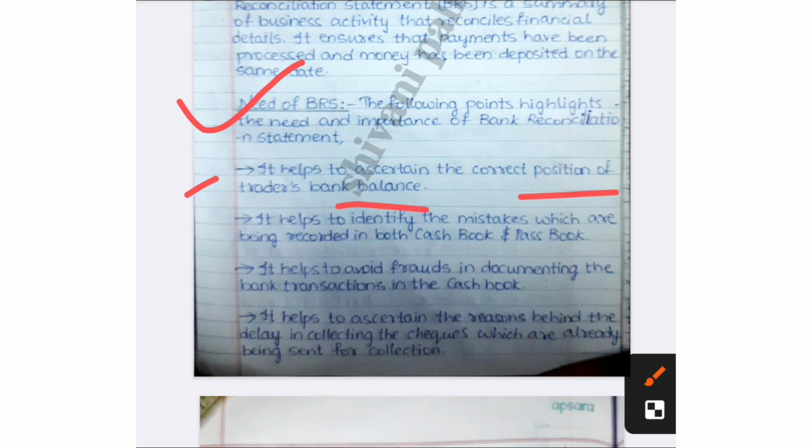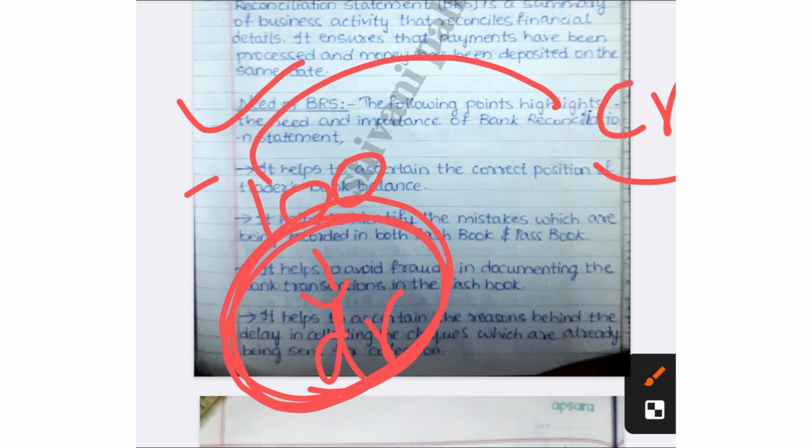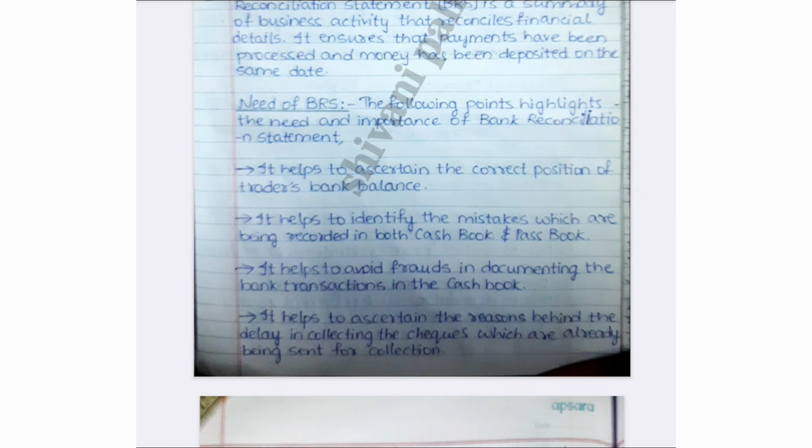For example, I have deposited 100 rupees to your account. My account was debited, but your account was not credited. Here the cash book is not tallying with the bank book. Because of the 100 rupees difference, to tally that difference amount we will do this BRS. To ascertain the correct position of your bank balance, we will do this BRS. That is the first point.